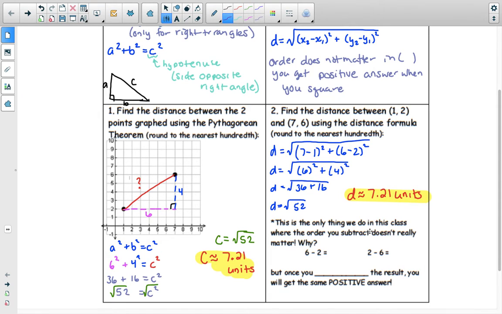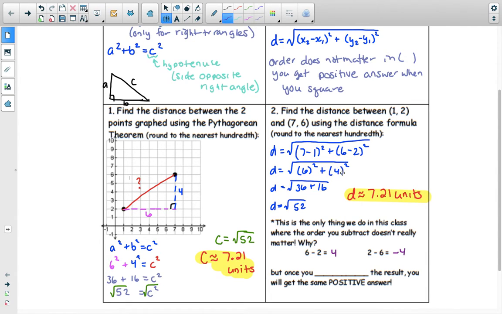This is the only thing we do in this class where the order you subtract doesn't really matter. But why? We know that 6 minus 2 is 4. We know that 2 minus 6 is -4. So when I said that the order doesn't matter, x sub 2 minus x sub 1 is 7 minus 1. Y sub 2 minus y sub 1 is 6 minus 2. But if I had done 6 minus 2, I got 4. If I had done 2 minus 6, I would have gotten -4 in here.